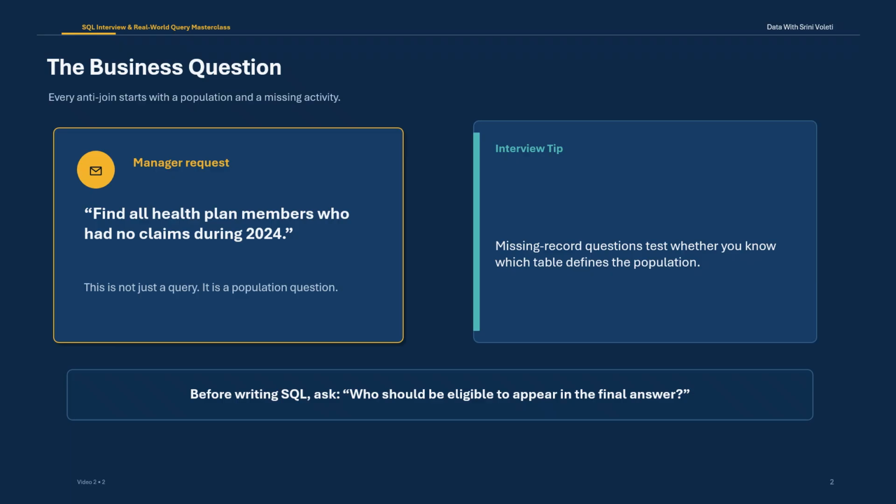This distinction matters because a member with no claim has no row in the claims table. If we start from claims, the people whom we are looking for are already missing. Interviewers use questions like this to test whether you understand the business population, not merely whether you remember an anti-join syntax pattern. So the first step is to identify two roles. Members defines the population and claims records the activity that may or may not exist.